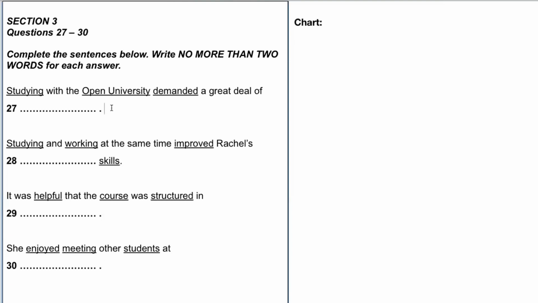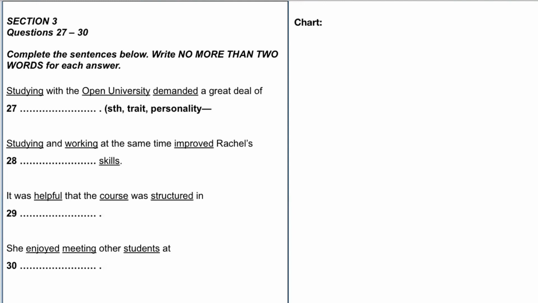And so starting with number 27, it says, studying with the Open University demanded a great deal of, and so I know that this is going to be something. So I'm going to write STH for something. That's my own personal abbreviation. You can use this, or you can think of something that makes more sense to you, but it's something, and it's going to be some sort of maybe a trait or something with personality maybe. So this could be, for example, skill, or it demanded a great deal of patience, perseverance. It could be. This is just my immediate thought.